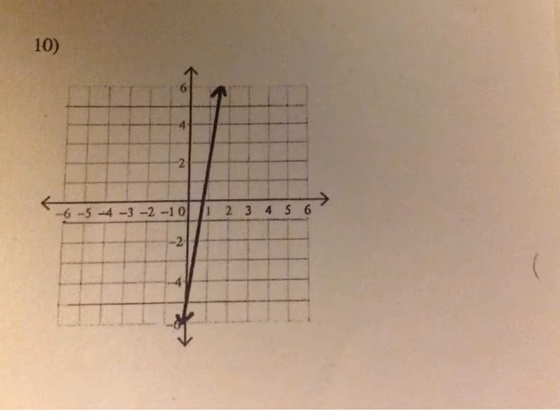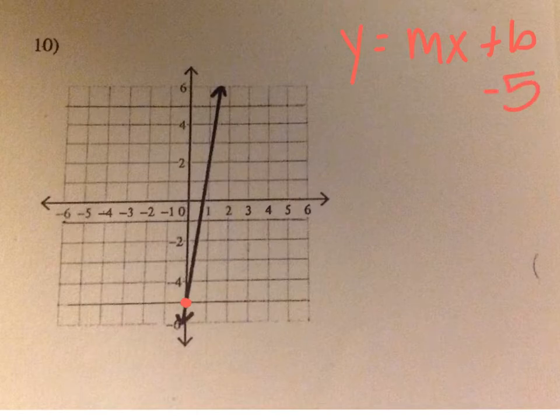For number 10, it's a positive slope, so I know my m, or my slope value, will be positive. And it looks like the y-intercept crosses right here at negative 5, so I'll put that in for b. And the other point, it looks like where it crosses the line here is at 1, 2. So that's up 1, 2, 3, 4, 5, 6, 7 over 1. So that's y equals 7x minus 5.